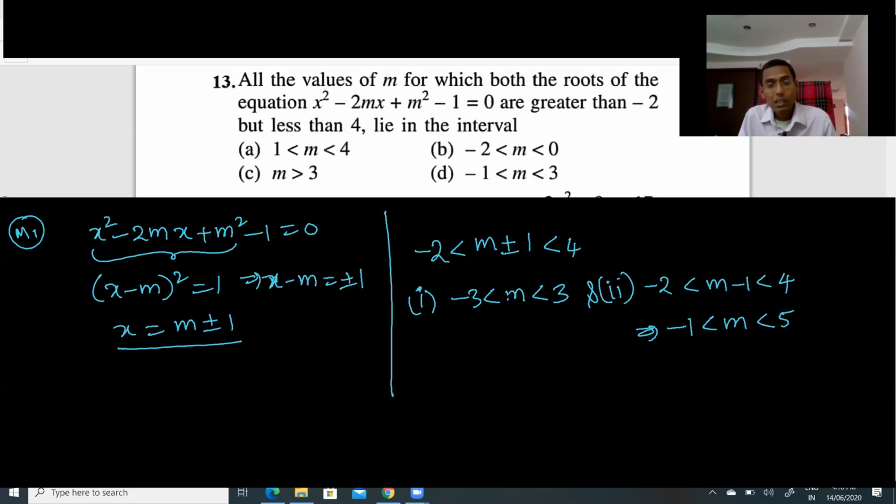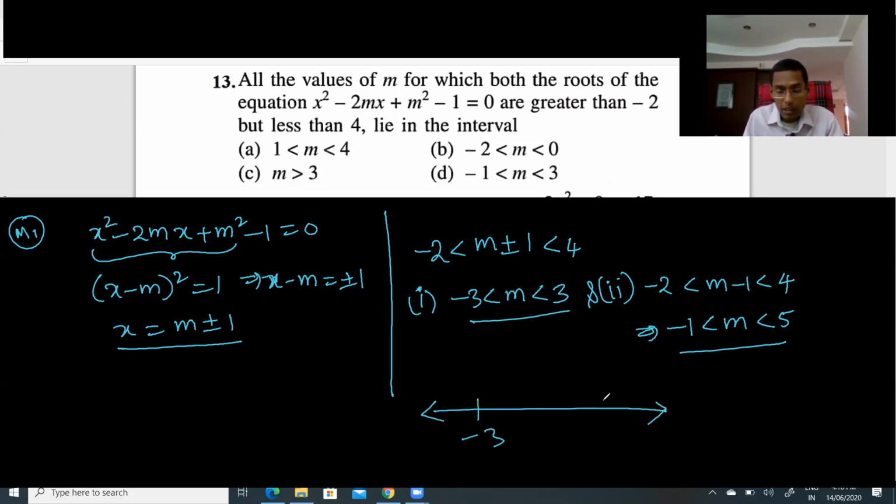So m must satisfy these two conditions. If I take plus here, then you get m between minus 3 and 3. If I take minus, then the m you get is minus. So that means m should be: minus 3 is here and 3 is here.